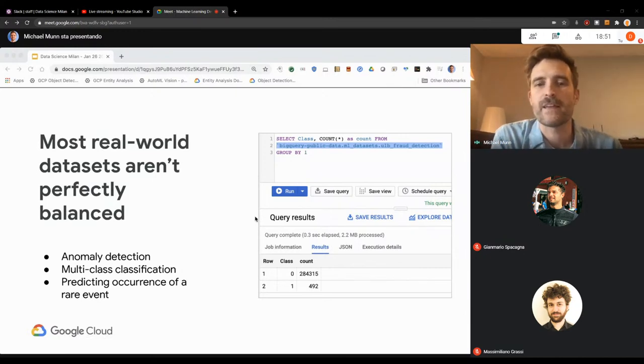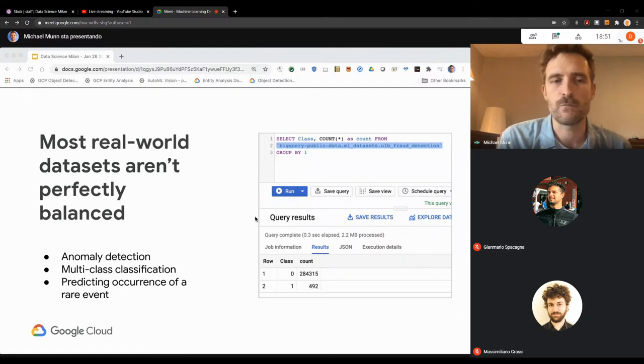When you're looking at a data set, say you're doing a binary classification, oftentimes one class is overrepresented in your data set. This particularly happens a lot when you're dealing with things like anomaly detection or multi-class classification or multi-label classification, which we also talk about in the book. Or anytime you're trying to predict the occurrence of a rare event, you'll have imbalanced data.